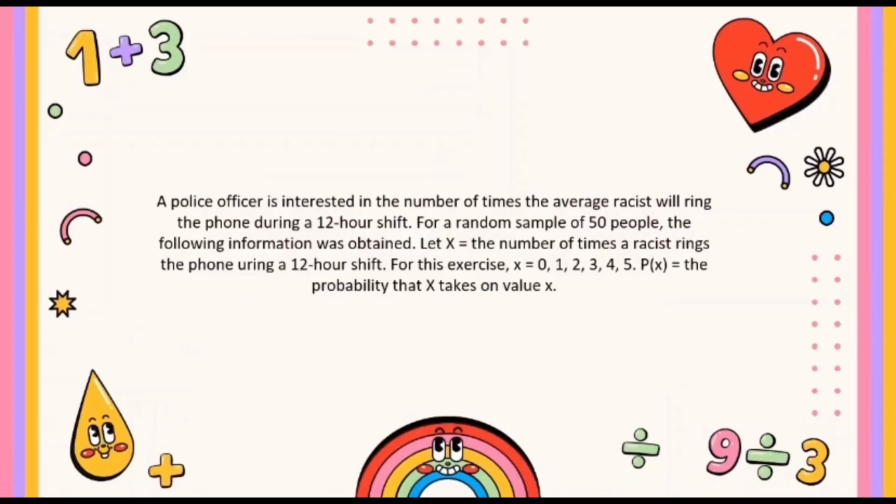A police officer is interested in the number of times the average person will ring their phone during a 12-hour shift. For a random sample of 50 people, the following information was obtained. Let X be the number of times a person rings the phone during a 12-hour shift for this exercise. Let X denote 0, 1, 2, 3, 4, 5. Then P(x) is the probability that X takes values on X.